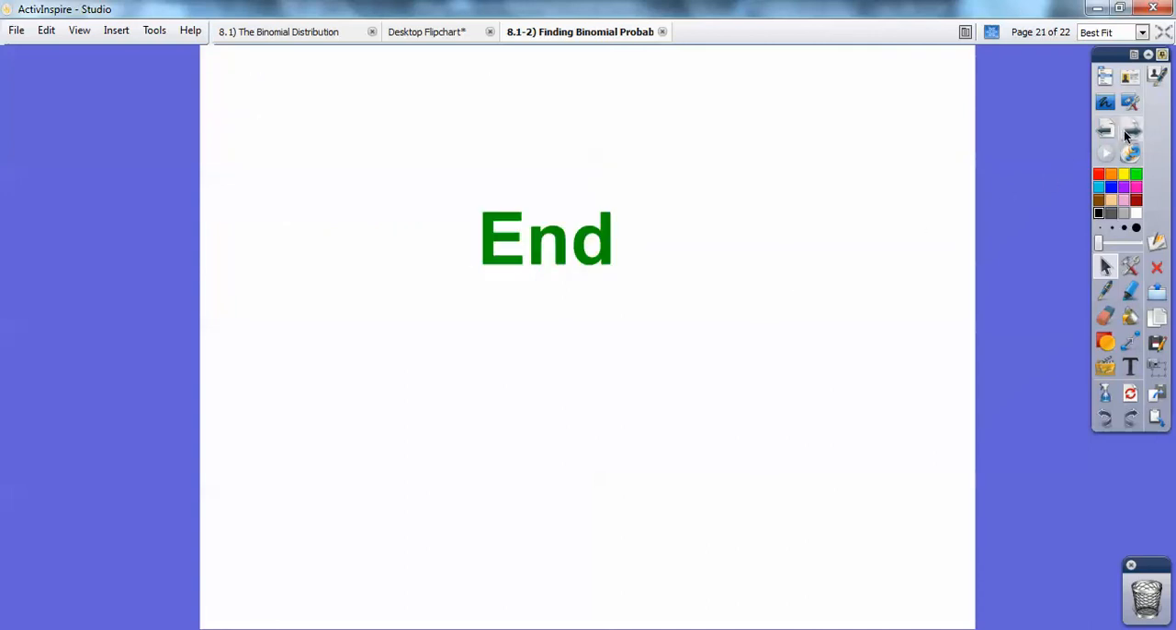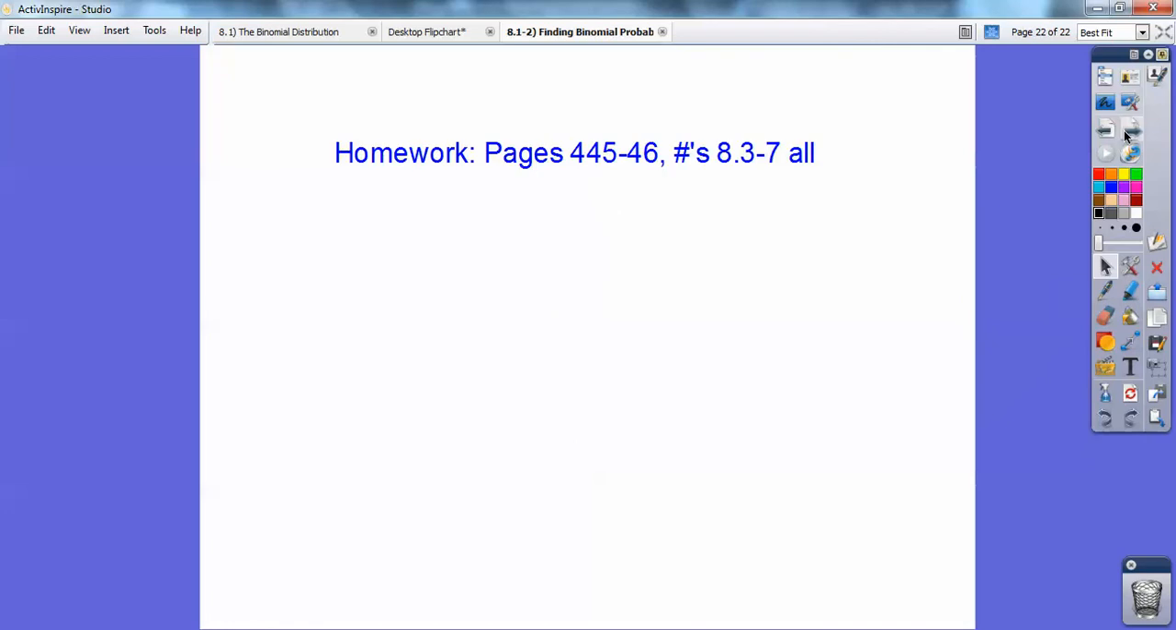Here's the assignment I'm supposed to give you along with that other one, the 8.1 and 8.2. Go ahead and add to this 8.3 through 8.7, all.